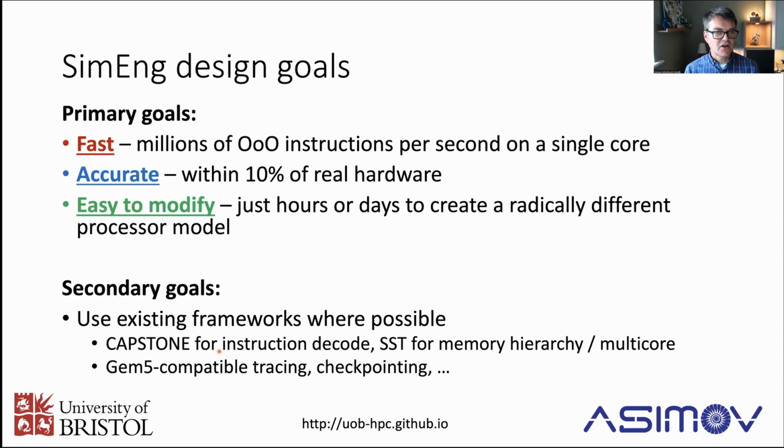So we've got some design goals for SimEng. The first one, a primary goal, is to make it fast. And we want it to run at millions of out-of-order instructions per second. And that's when running a simulation on just one hardware core. So that's a lot faster than most cycle level simulators out there now. We want it to be really accurate, so within 10% of real hardware. In fact, in many cases, we're much more accurate than that, or within 5%. But usually within 10% is kind of useful.